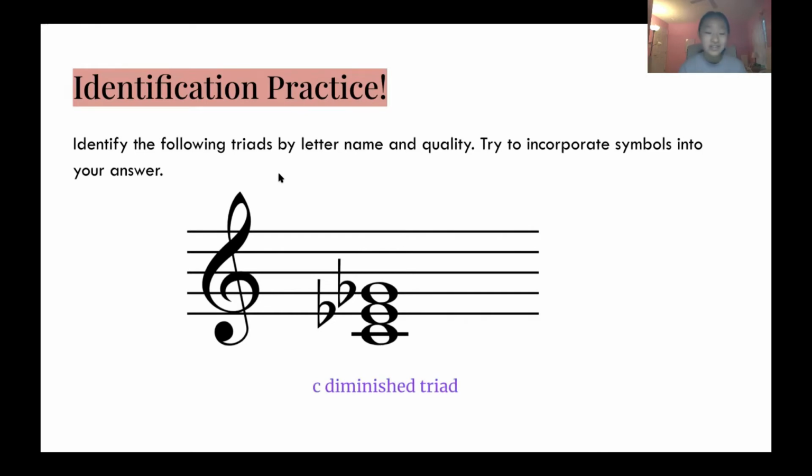Okay, so the answer is a C diminished triad. And the reason is because if we draw the intervals, bottom to middle and middle to top, C to E flat is a minor third. And then E flat to G flat is also a minor third. So when we have two minor thirds, we know it must be diminished. And C to G flat also makes a diminished fifth. So we know that this must be diminished.